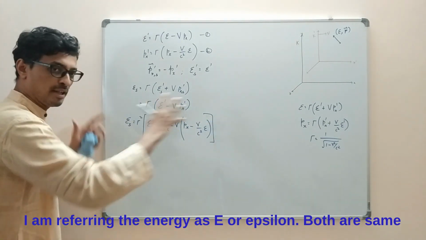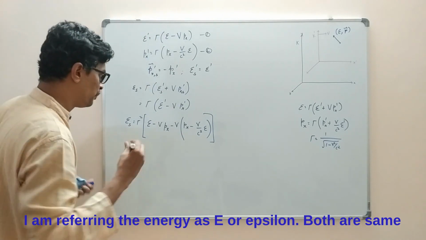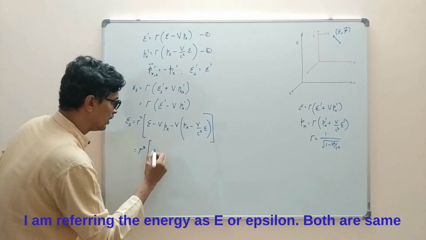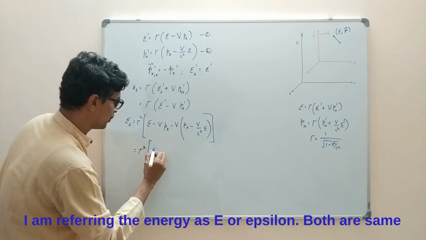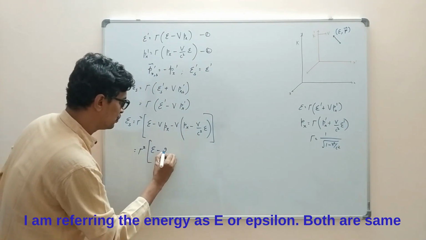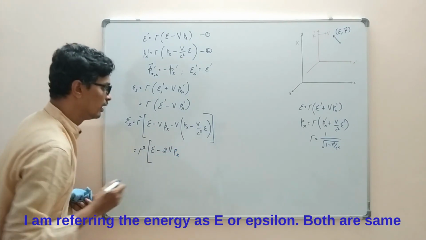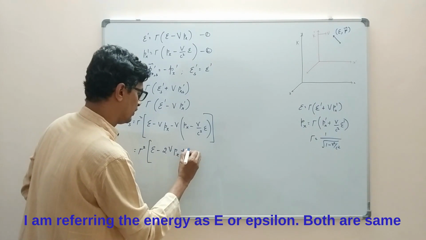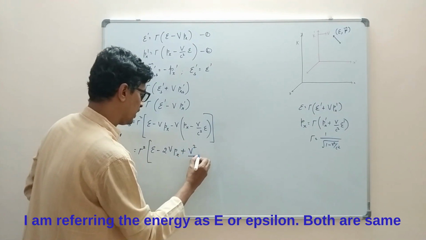Now we have to just do the mathematical jugglery. So you can see, this is going to be gamma square epsilon minus 2 V Px, and then what we are going to get is plus V squared by C square of epsilon.